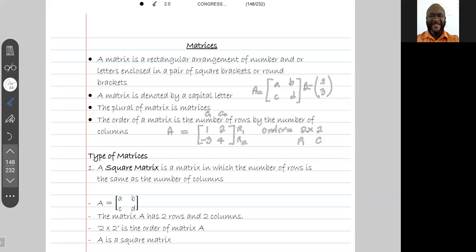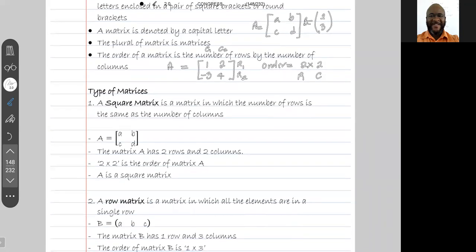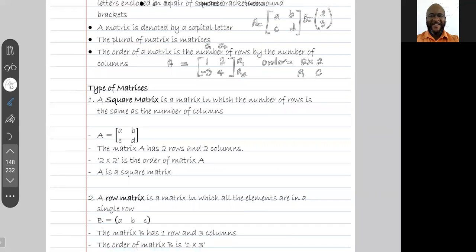Guys, let's talk about the types of matrices. First, we have a square matrix, and a square matrix is a matrix in which the number of rows is the same as the number of columns. So the matrix A has 2 rows and 2 columns. So 2 by 2 is the order of matrix A, and we say that A is a square matrix because the number of rows is the same as the number of columns.